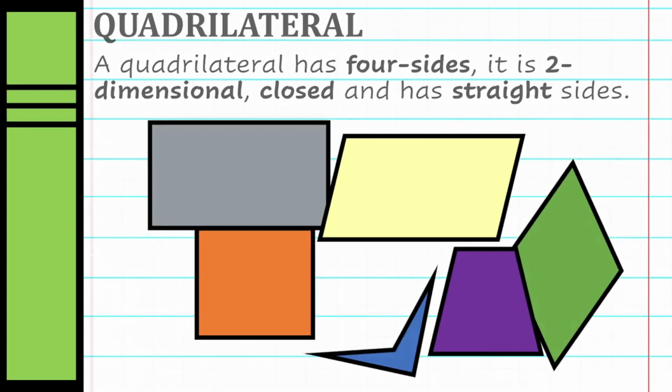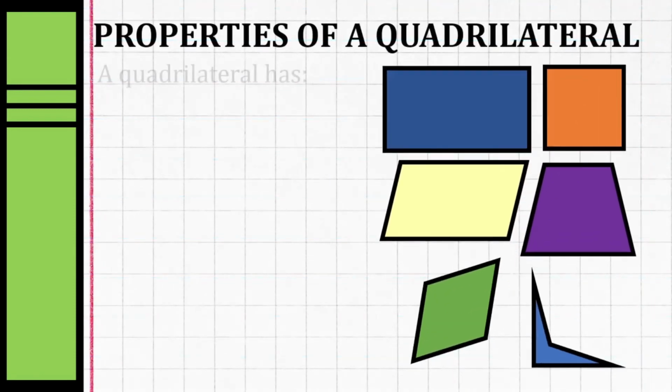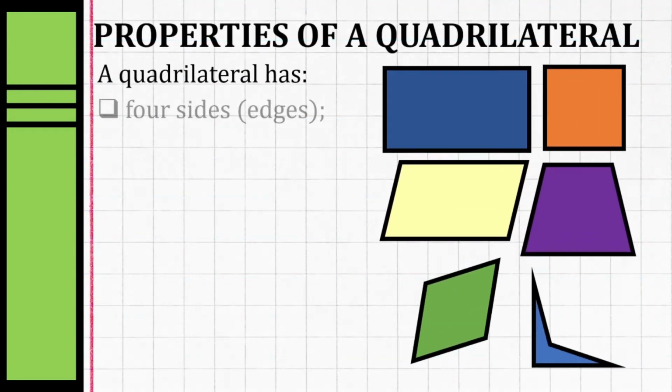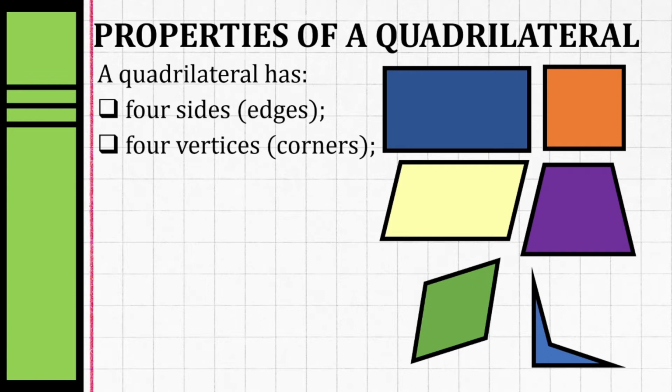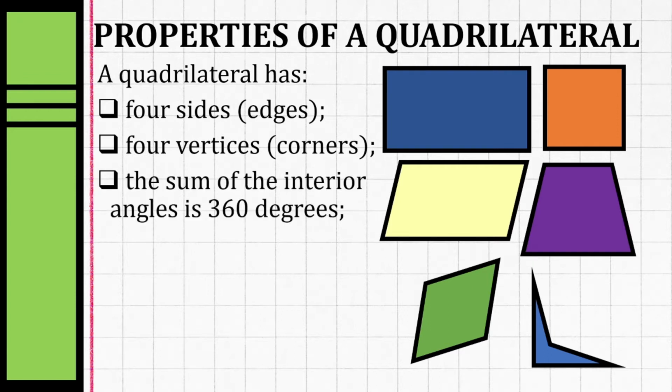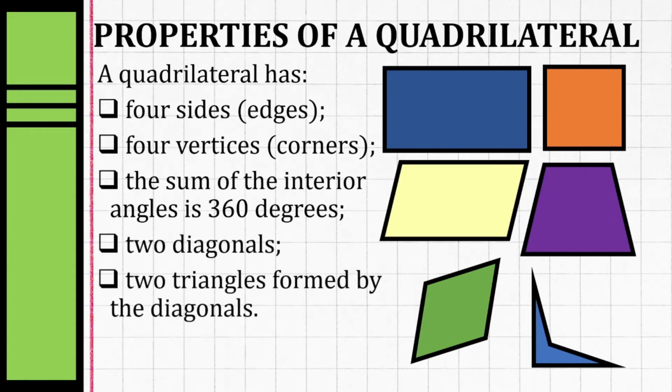Okay, now let's talk about their properties. So, a quadrilateral has four sides and four vertices. The sum of their interior angles is 360 degrees. And it has two diagonals and two triangles formed by their diagonals.